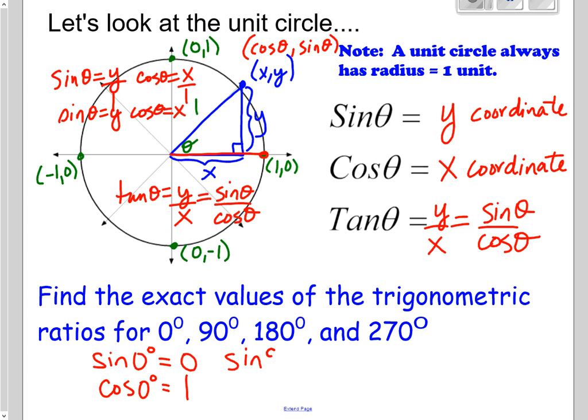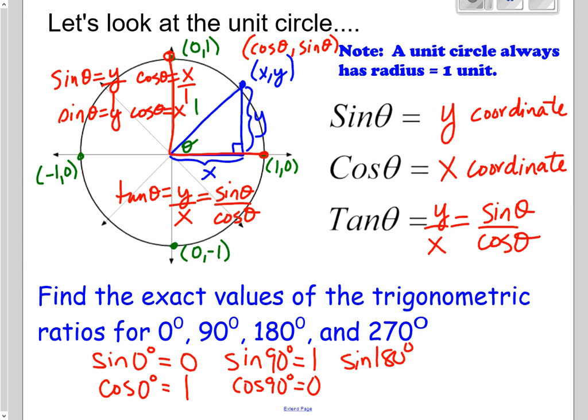And then sine of 90 degrees. If I go to 90 degrees, it will be way up here, so it's this point up here. So my y coordinate at 90 degrees is going to be 1, and then my x coordinate at 90 degrees is going to be 0.